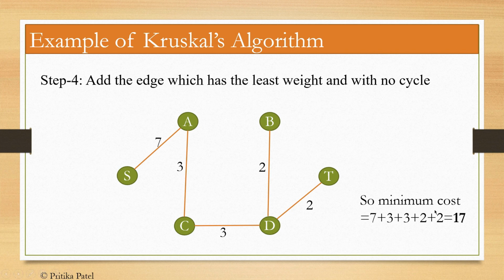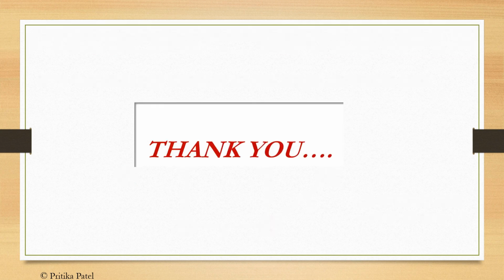So minimum cost is equal to 7 plus 3 plus 3 plus 2 plus 2, which is 17. So the minimum cost of this graph is equal to 17, right? So this is the example of Kruskal's algorithm. So in this session we discussed minimum cost spanning tree algorithms, that is Prim's and Kruskal's algorithm. Thank you.